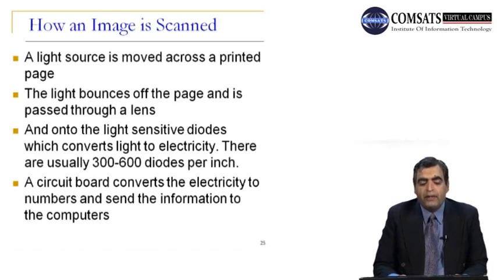The light bounces off the page and is passed through a lens. And then it goes onto the light sensitive diodes, which convert light into electricity. There are usually 300 to 600 diodes per inch. A circuit board converts the electricity to numbers and sends the information to the computer. I sincerely hope that you have understood the working of an image scanner.